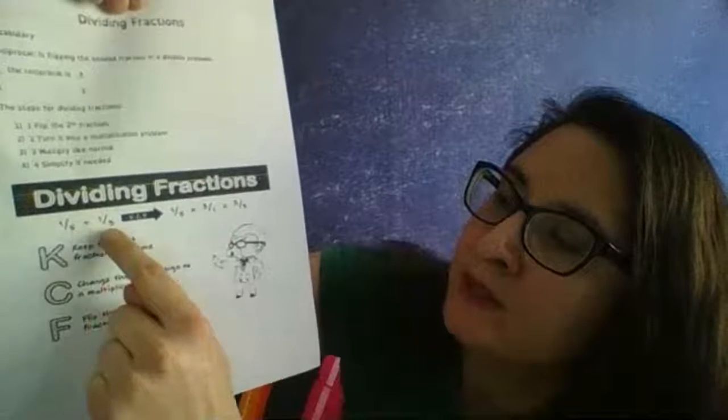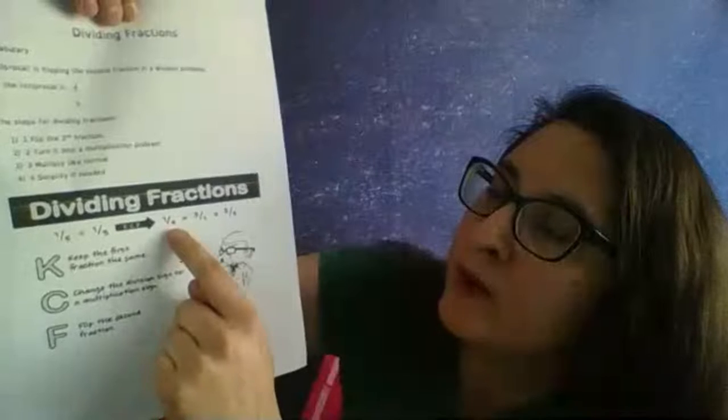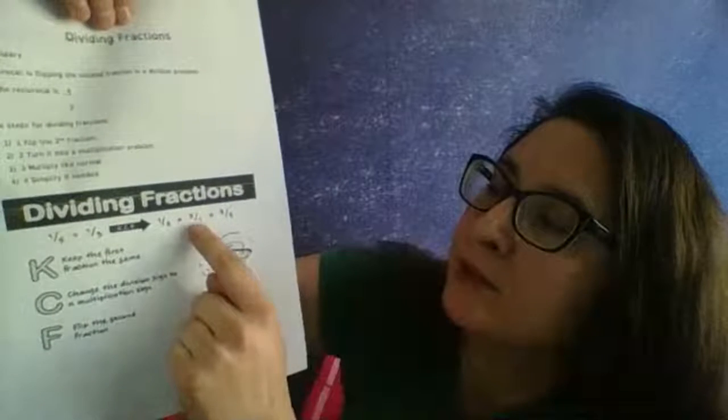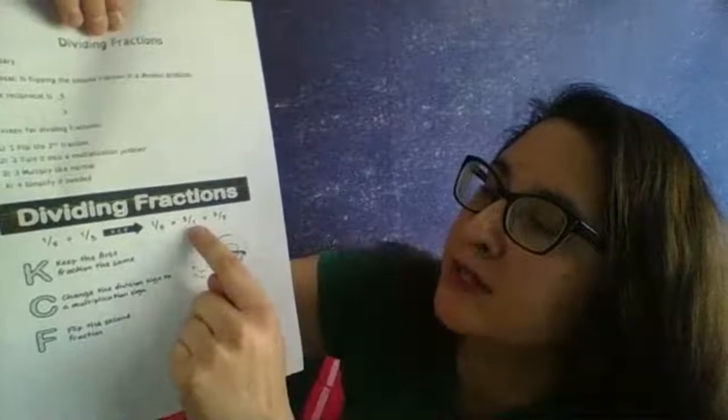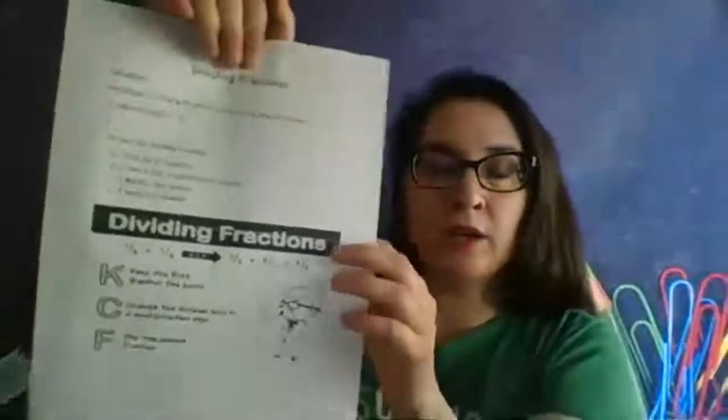So we have 1/5 divided by 1/3. KCF, now we have 1/5 times, well, times a third basically, is equal to 3/5. You're just going to go ahead and multiply like regular.